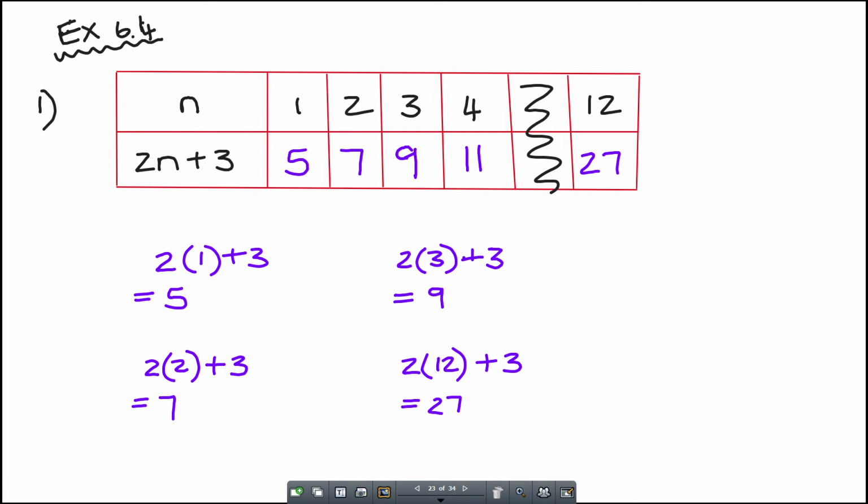Okay. Exercise 6.4. At 6.4, they say, use the given rule to complete the following tables. All you had to do is fill it in. You will see that at the bottom, I just showed you how I got to those numbers, but you would obviously use your calculator. And remember, I said specifically when we substitute, remember to use brackets. Any questions at this one? No, ma'am.